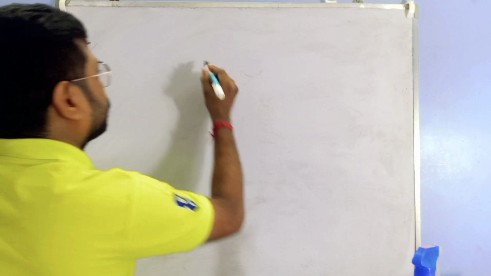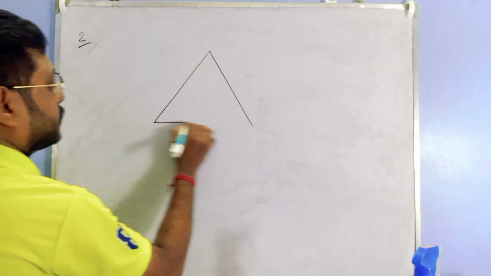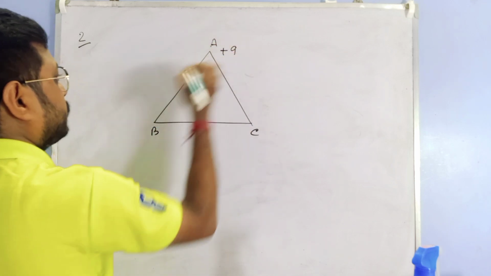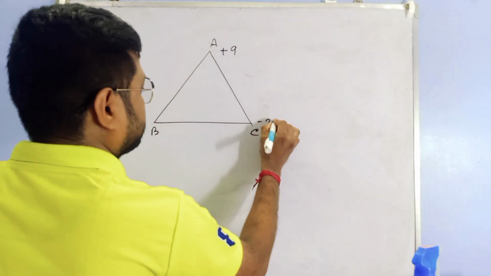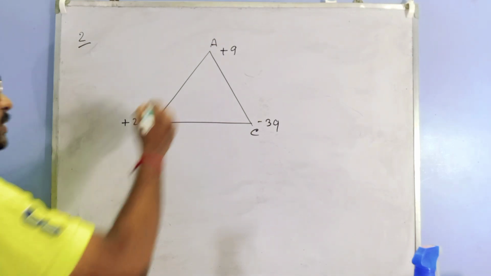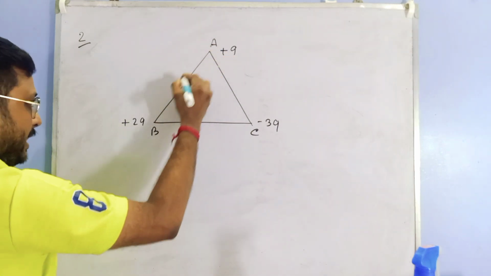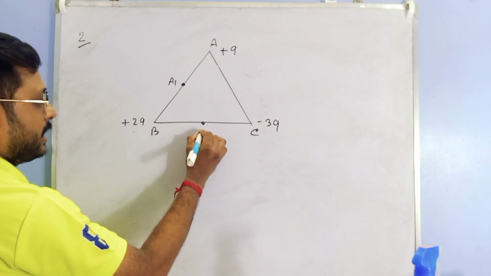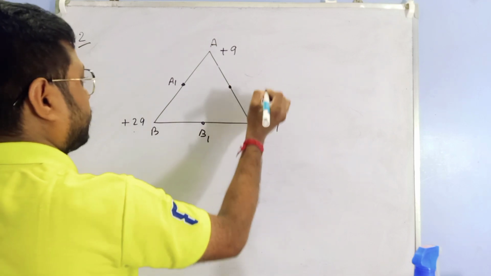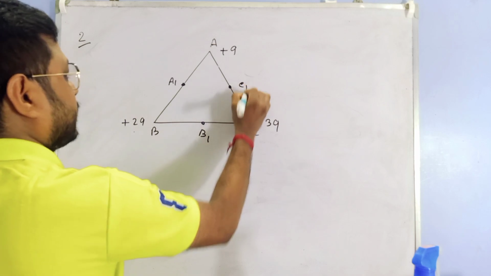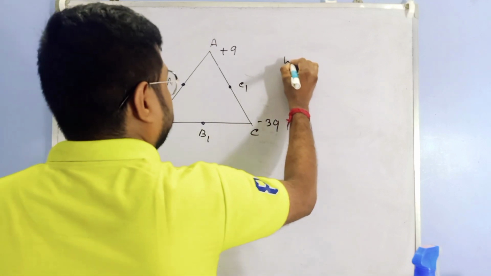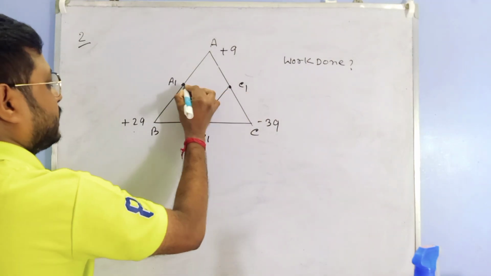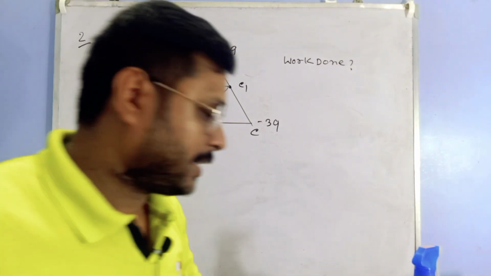Let us do numerical number 2. Three charges at points A, B, C are plus q, plus 2q and minus 3q respectively. If we move the charge plus q to the midpoint of AB, that is point A1, plus 2q to the midpoint of BC, that is point B1, and charge minus 3q to the midpoint of AC, that is C1, then what will be the net work done? I will ask you this question in the beginning of the video.